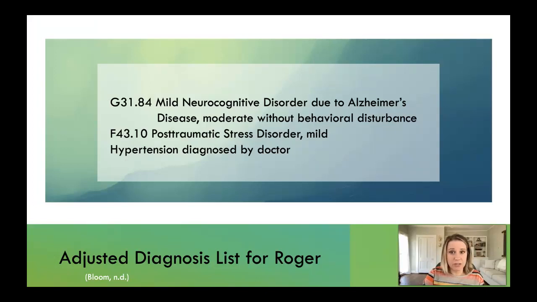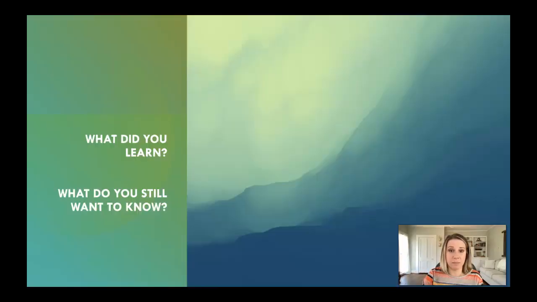Okay, so now here is our adjusted diagnosis list for Roger. G31.84, mild neurocognitive disorder due to Alzheimer's disease, moderate, without behavioral disturbance. F43.10, post-traumatic stress disorder, mild. And hypertension diagnosed by doctor. So now we have narrowed it down to this adjusted list.